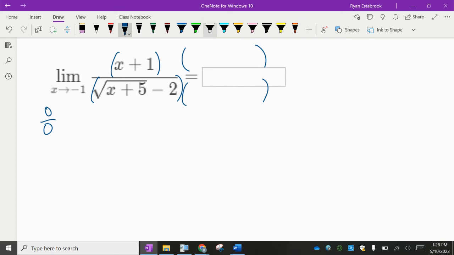Conjugate. You're close. Conjugate. Square root of x plus 5. What will come after this then? Plus 2. And we're going to multiply that in the top and bottom. Which looks like a mess initially. And in this second step, it's going to look like a mess again. But it does simplify down eventually.